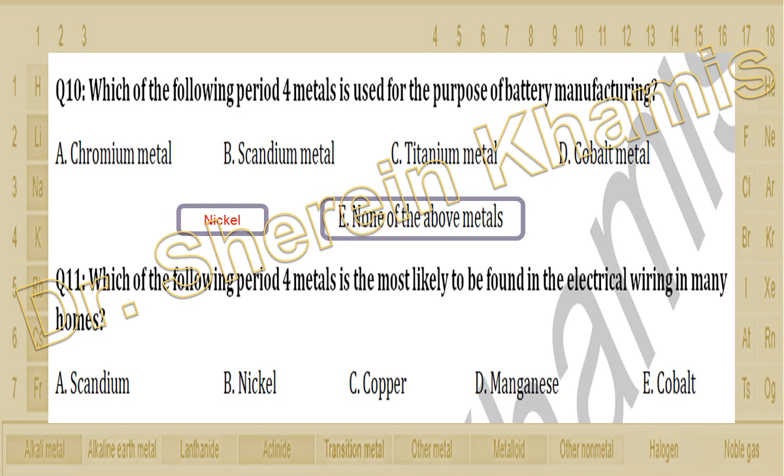Question 11 says: which of the following period 4 metals is the most likely to be found in the electrical wiring in many homes? We said it in the previous video. For wiring, we have the copper element. We have scandium, nickel, copper, and magnesium. Copper is the most effective one in making wires, as it is malleable and ductile, making shapes with different wires for long distances.